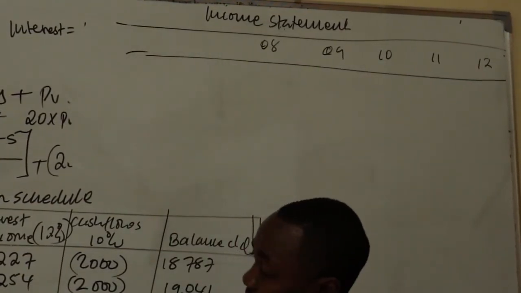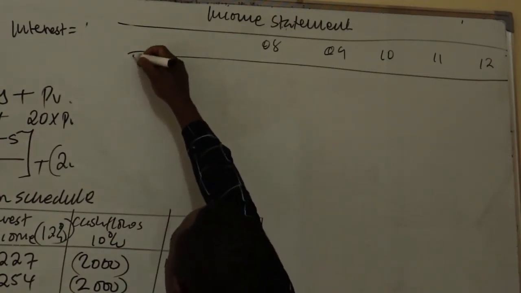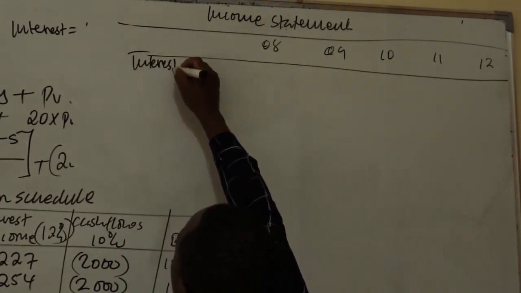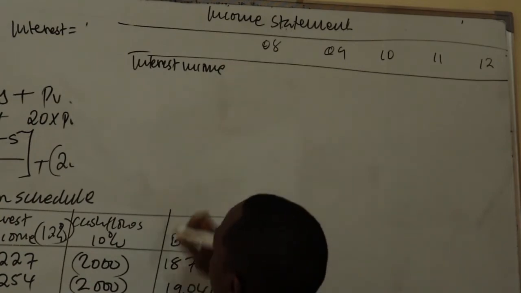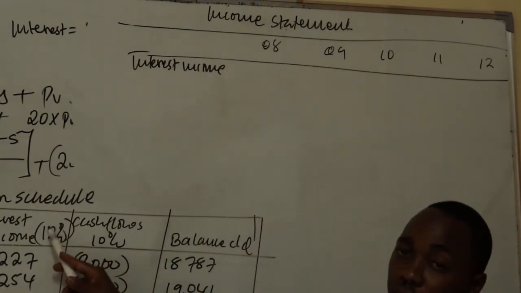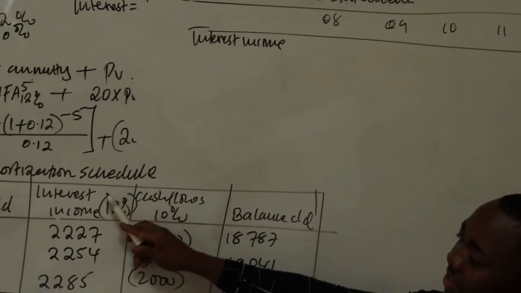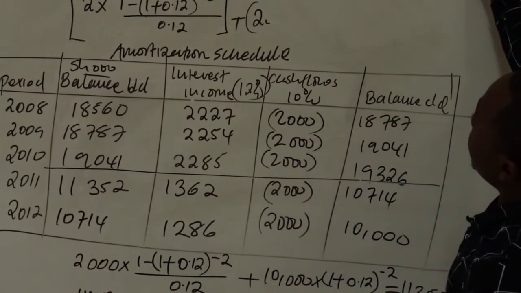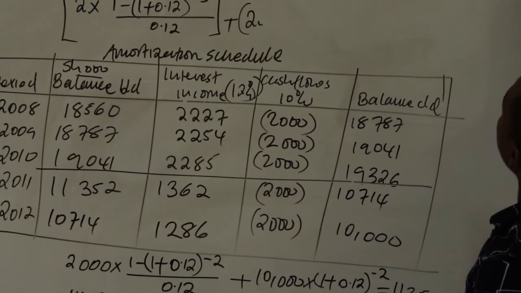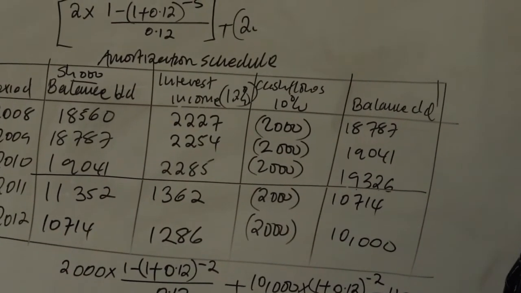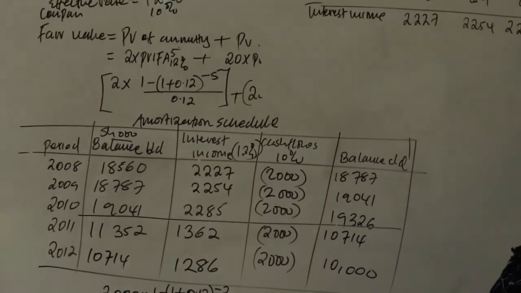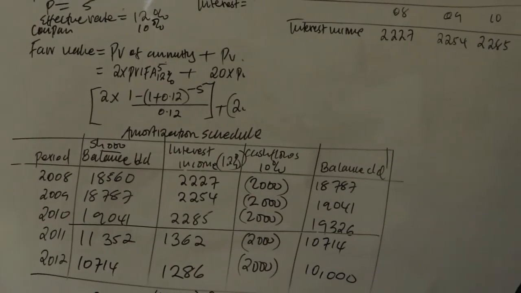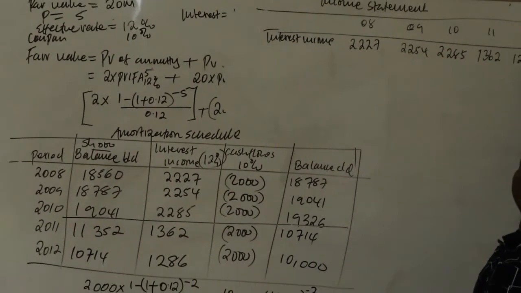So remember, to them it was an asset. So if it was an asset, you show the interest income. We say that the interest income is what we present to the income statement. So the first year, 2008, will be 2,227, 2,254, 2,285, 1,362, and 1,286.